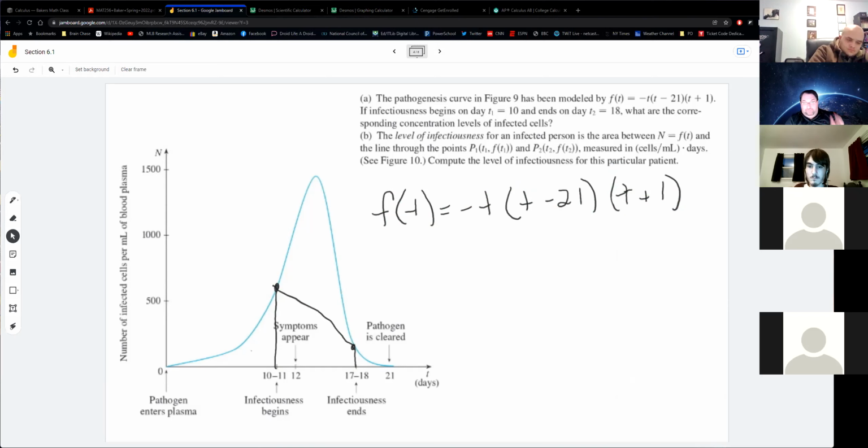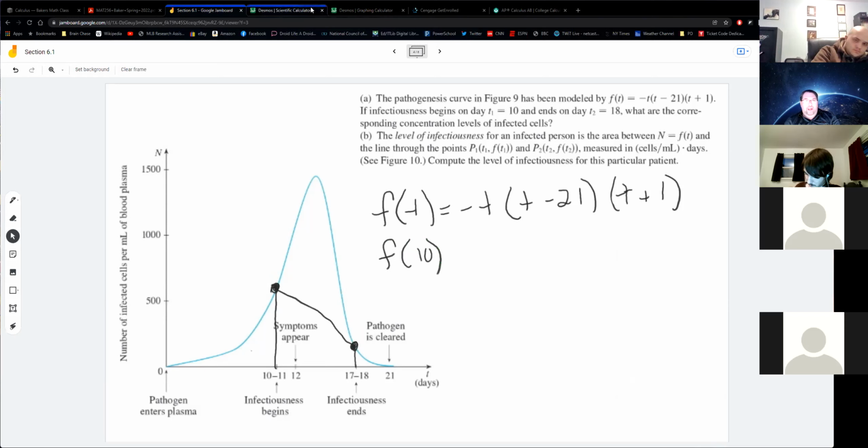It's not the same curve, so the numbers won't make sense when we get the answers from this, but that's the graph I was going to use. So they want to know on day 10 and then day 18. So when we were looking for that other curve, I need to know this point and that point to find the equation of that line. So we're going to find f of 10.